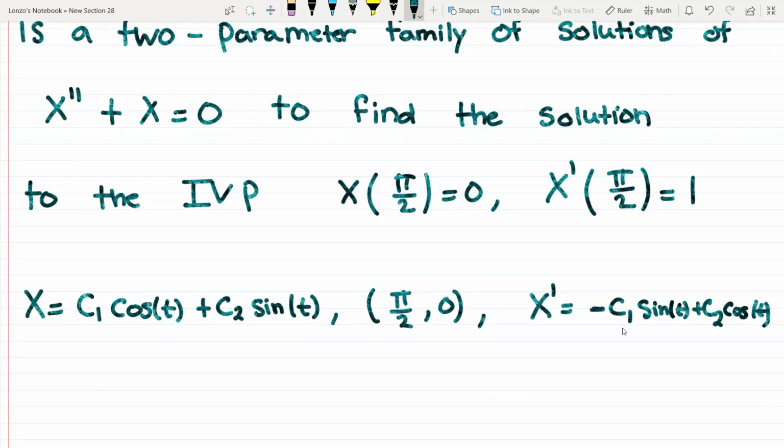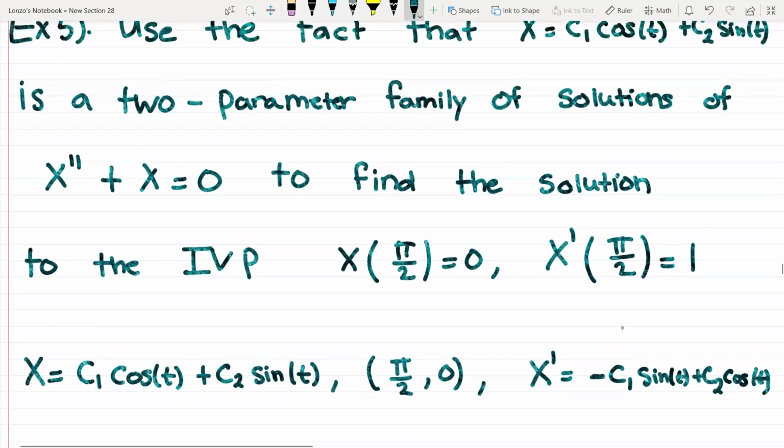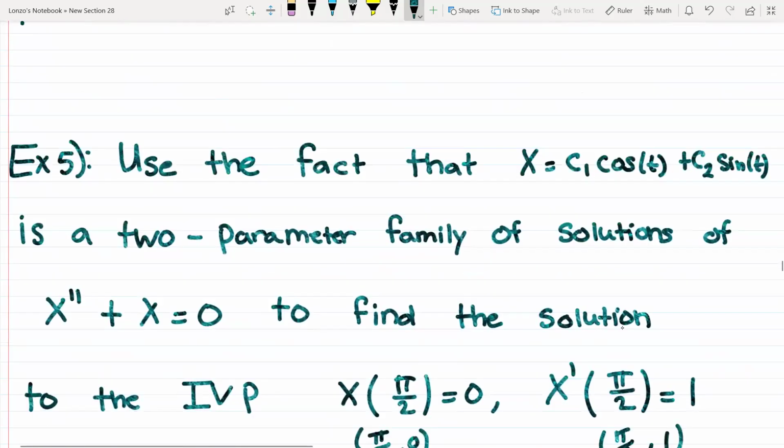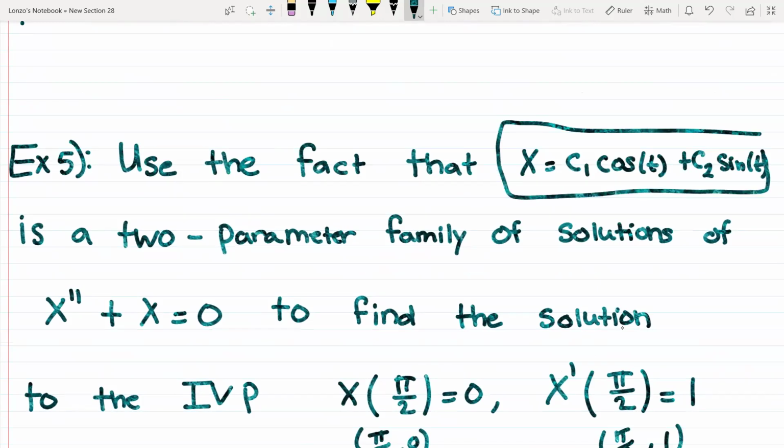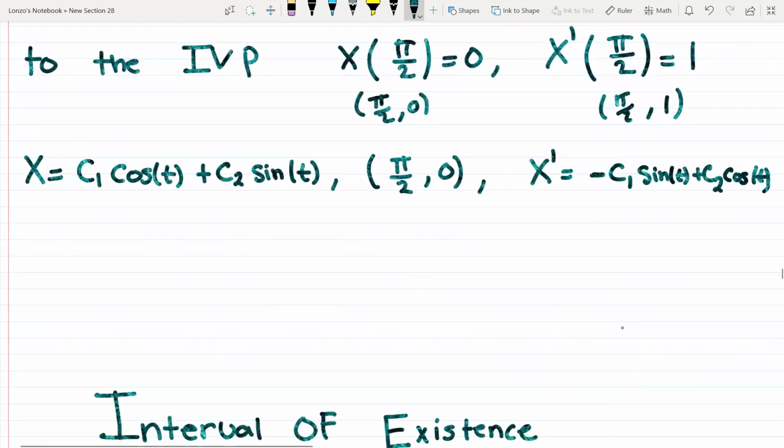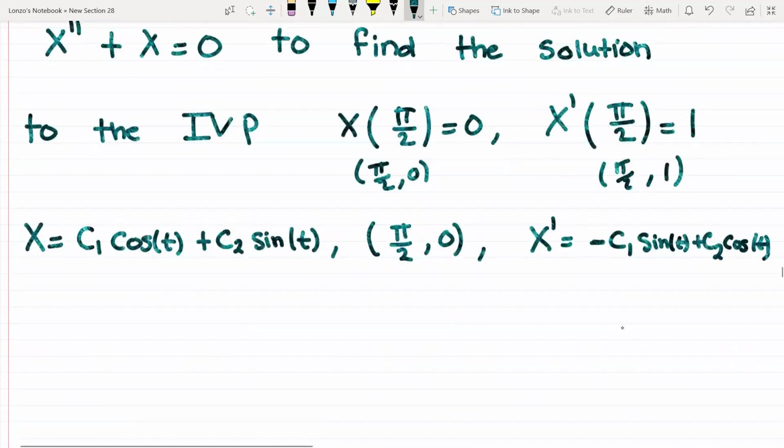I kind of did one extra step. So this is just like the previous problem. So this is the initial value, like a coordinate pi half comma 0, and then this is going to be pi half comma 1, right? So what I will do is, this is what we have. I kind of went one step ahead and found x prime. So it's pretty simple.